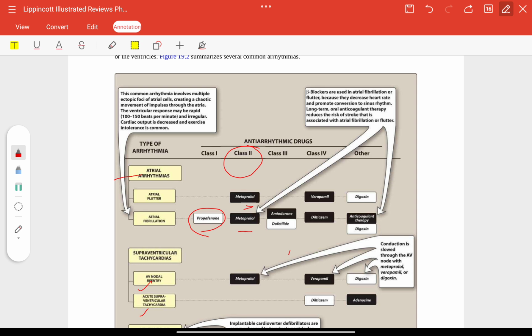Beta blockers are used in atrial fibrillation or flutter because they decrease the heart rate and promote conversion to sinus rhythm. Long-term oral anticoagulant therapy reduces the risk of stroke that is associated with atrial flutter or fibrillation. Atrial fibrillation is a common arrhythmia, involving multiple ectopic foci of atrial cells, creating a chaotic movement of impulses through the atria. The ventricular response may be rapid, 100 to 150 beats per minute, and irregular. Cardiac output is decreased and exercise intolerance is common.